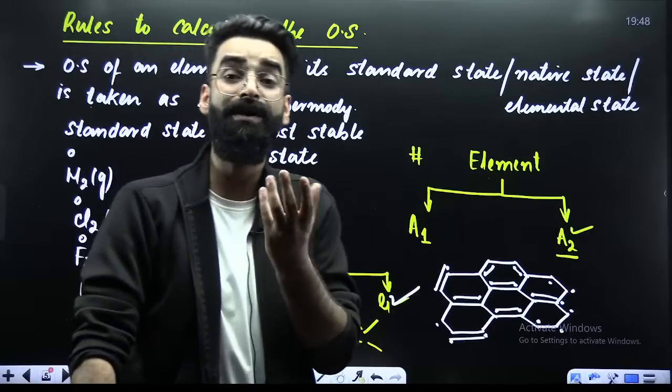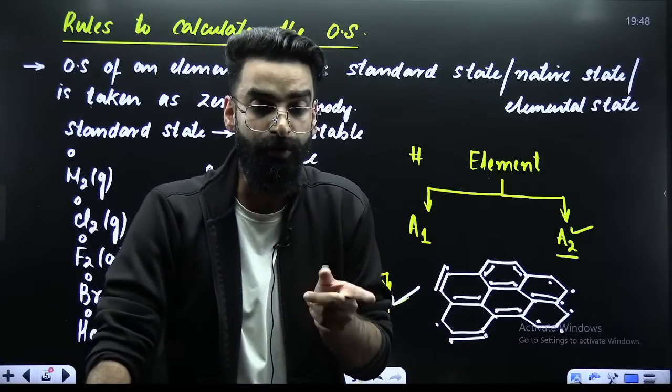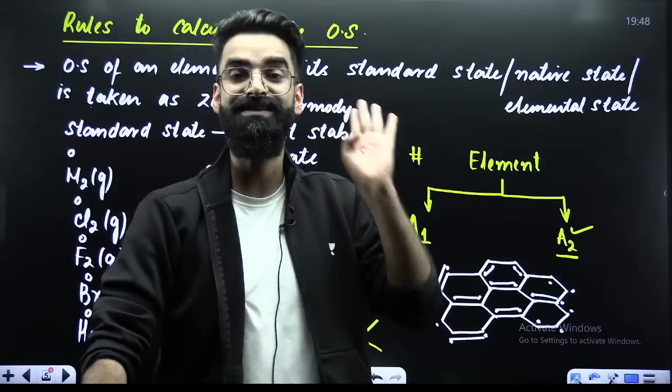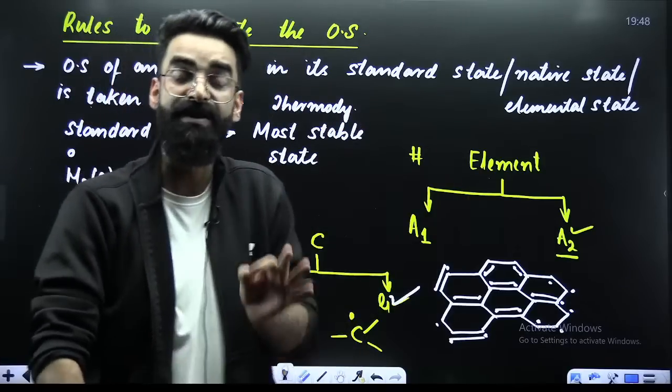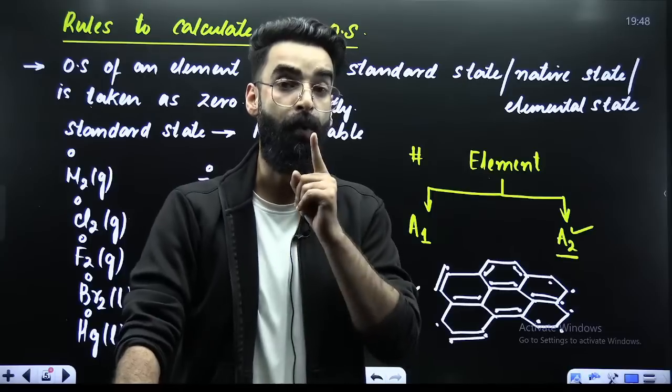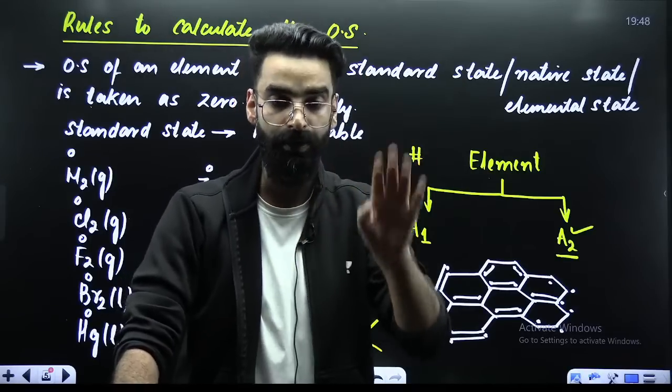So if I ask you what is the standard state of carbon, you are not going to say diamond is the standard state of carbon. You will say graphite is the standard state of carbon. And whenever you see an element present in its standard state, its oxidation state will be taken as 0. This was your rule number 1.